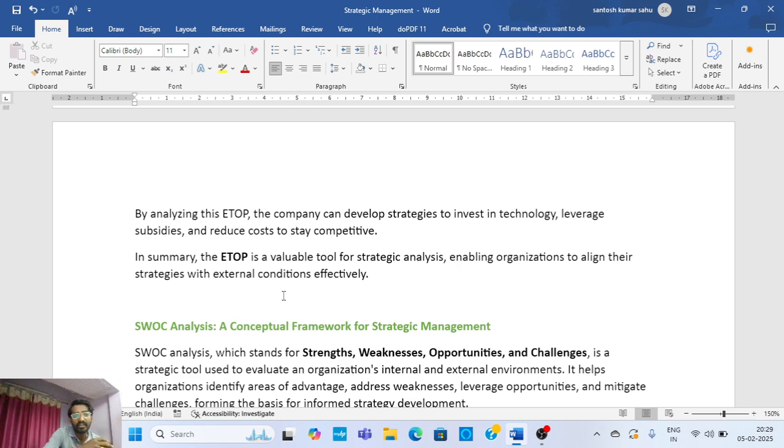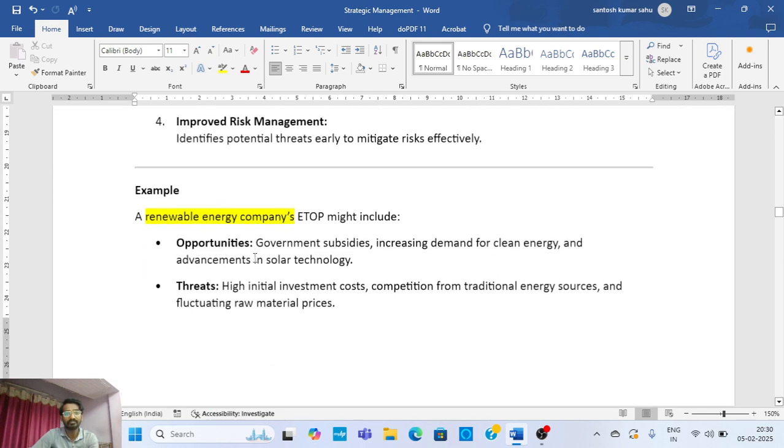In summary, the ETOP is a valuable tool for strategic analysis, enabling organizations to align their strategies with external conditions effectively. As well as, let us discuss another example.